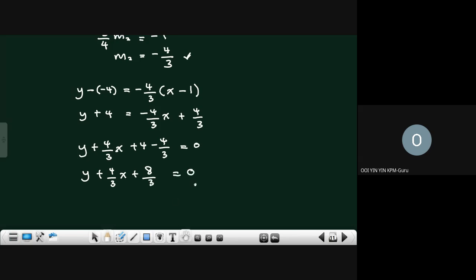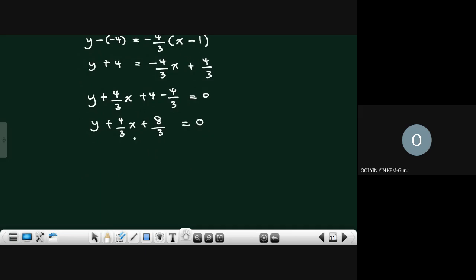So now you can actually maintain your equation in this form, or sometimes, because we don't want the fraction here, what we do is we multiply all this with 3, and it can become 3y plus 4x plus 8 equals to 0. Like this, it's either this or this, either one. As your final answer also never mind.